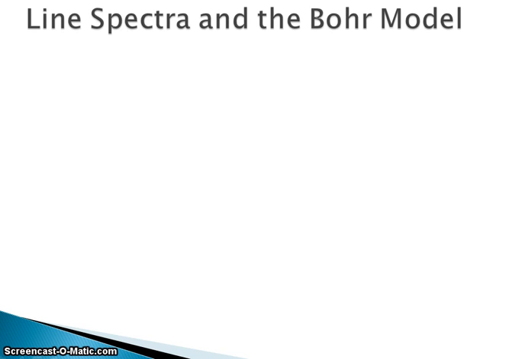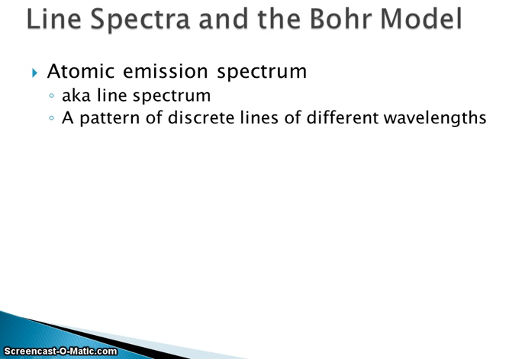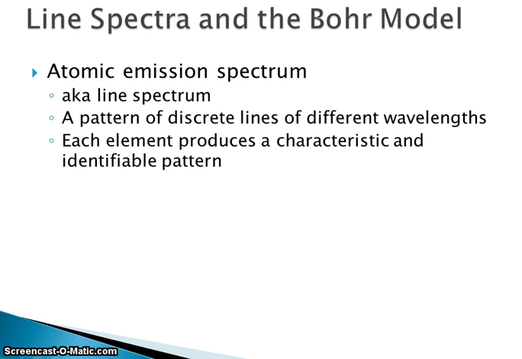Line spectra and the Bohr model. So the atomic emission spectra is also known as a line spectrum. And what it is, is a pattern of discrete lines of different wavelengths. Each element has its own particular line spectrum or atomic emission spectrum, which is characteristic of that particular element and can be used to identify the elements.